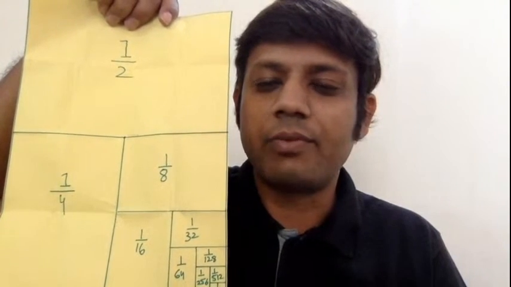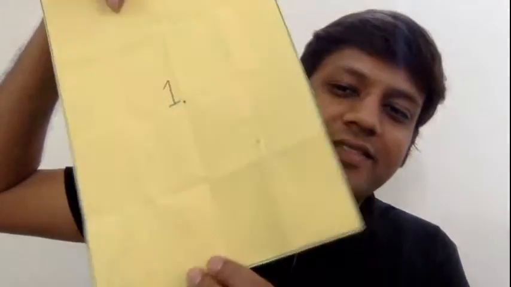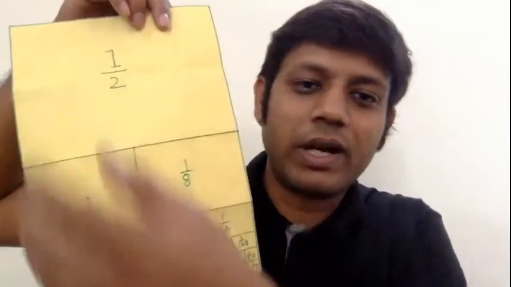So what exactly I'm going to get is one full paper. Does it make sense? So all the parts of the paper, if you add them together, you're going to get one complete paper, right?